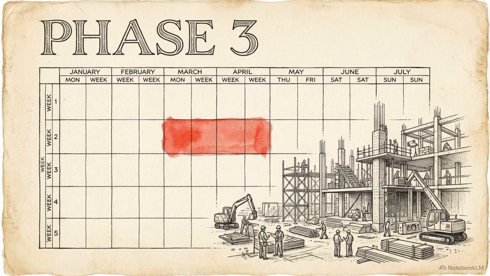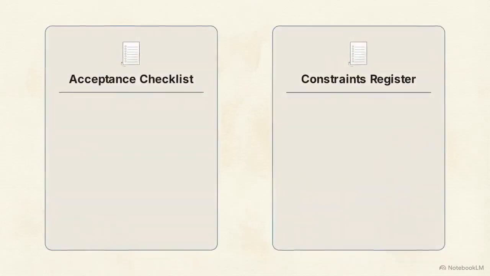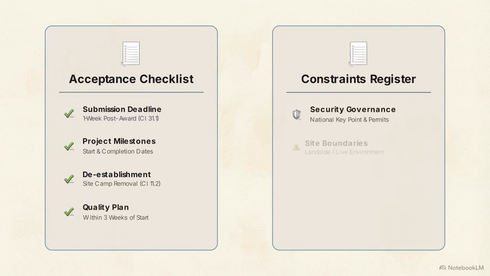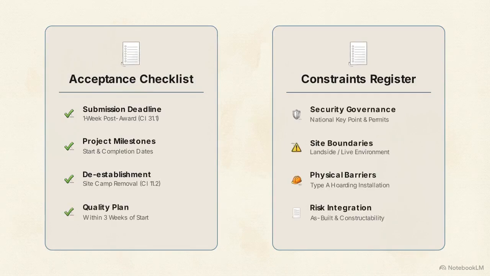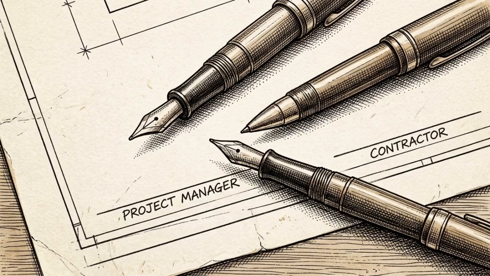Step 3 focuses on program acceptance. You have a 1-week deadline following the contract award to submit your first program for acceptance. Copy this program acceptance checklist and constraints register. Your program must sequence the works while identifying every operational limitation on site. If the program is rejected, Clause 31.3 dictates a specific remedy. The project manager must identify the exact corrections needed, and both parties must sign off on the amended document.